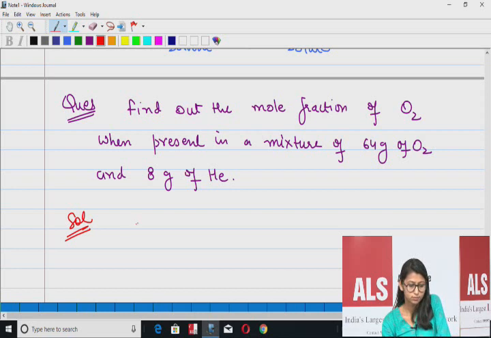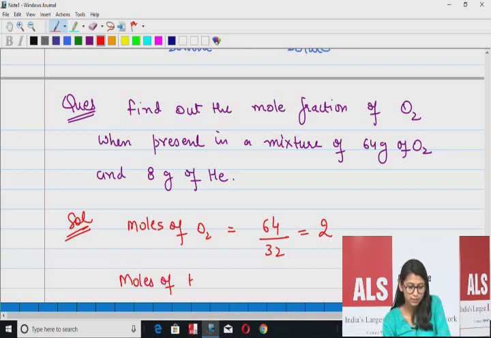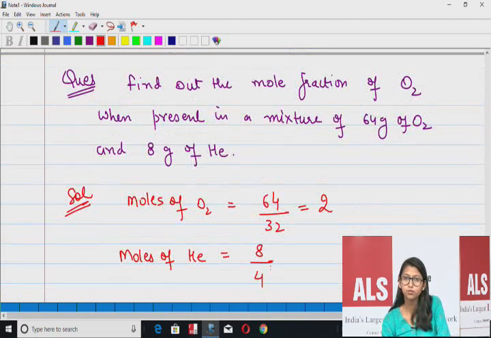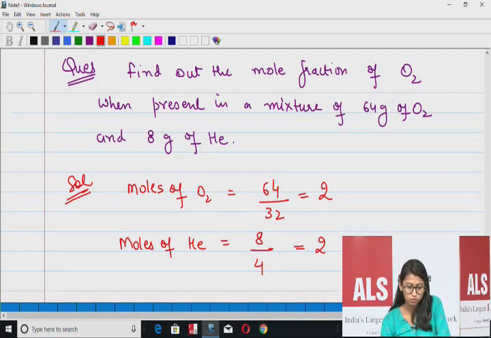See everyone, I am finding out first of all the moles of O2. This will be 64 divided by 32, because 32 is the molar mass. So I will be getting 2 moles of O2, right? Now I am going to find out the moles of the helium. This is 8, given mass by molar mass I am doing, okay? So 8 will be divided by 4. 4 is the mass for helium. I am getting this also as 2, right?